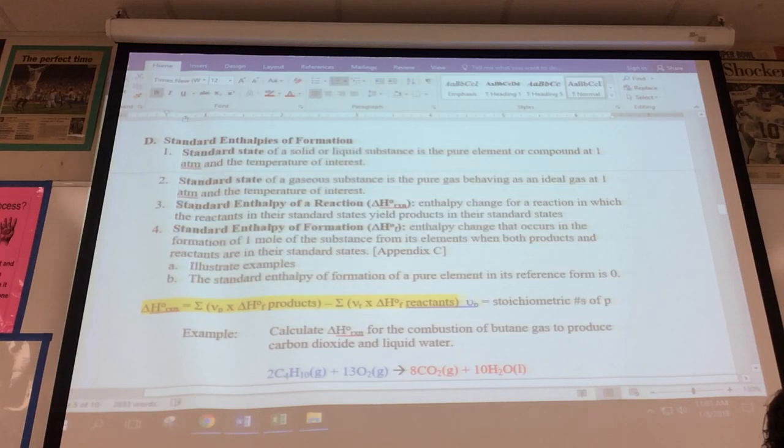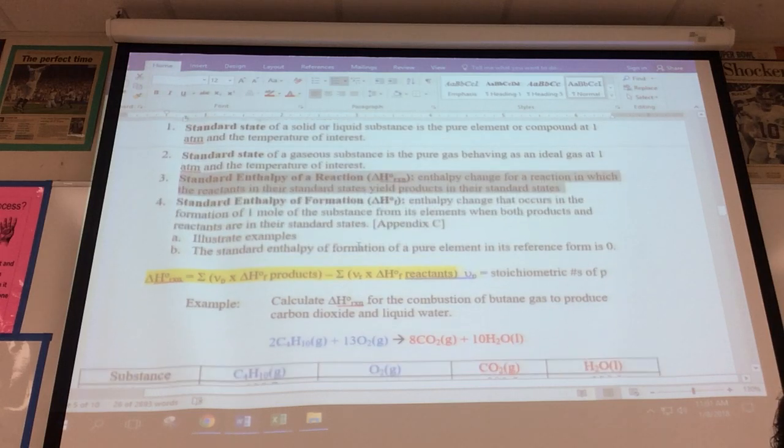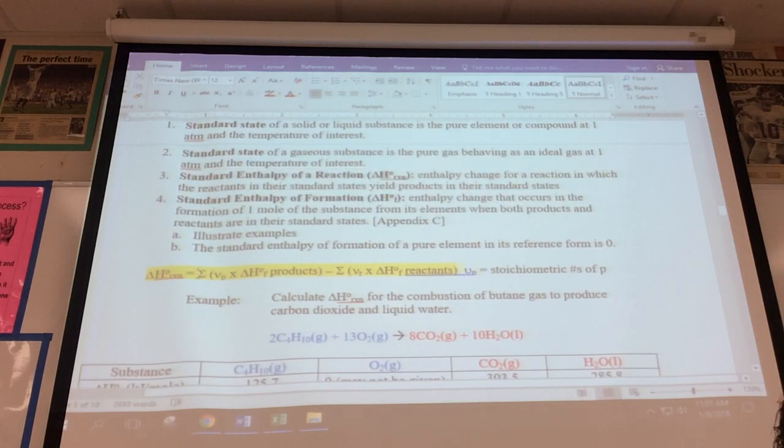What we're going to be doing is calculating the standard enthalpy of a reaction, delta H for a reaction. We can calculate the delta H of a reaction right here, where you have the sum of, sigma for sum of, the delta H of formation of the products, which will be given, taking into account their stoichiometric coefficients, minus the sum of the delta H's of formation of reactants, taking into account their stoichiometric coefficients.